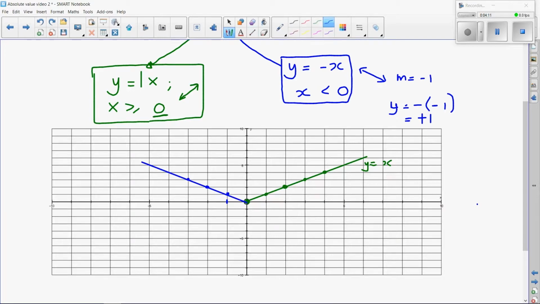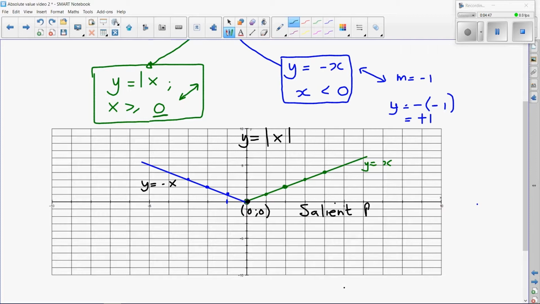Now looking at the entire graph, y equals the absolute value of x. So the blue arm is y equals minus x, the straight line. The green arm is y equals plus x. But the two arms together give you the graph of y equals the absolute value of x. So let's look at some of the properties of the graph. We see the two graphs meet on the origin at 0, 0. We call this the salient point.